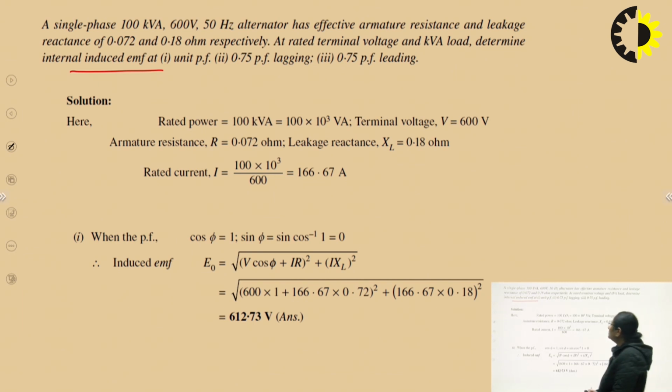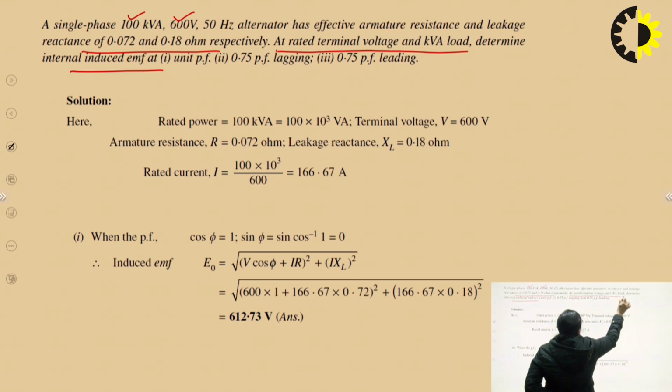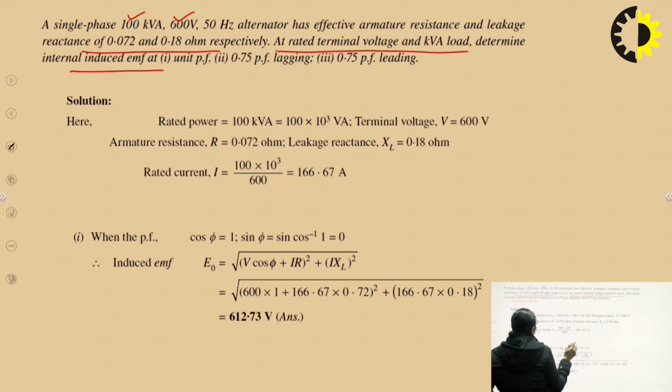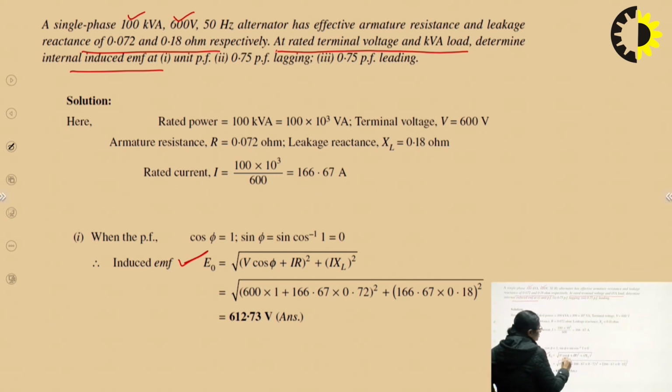Okay. So, the rating of the alternator is given to us. Besides this, effective armature resistance and leakage reactance is also given to us. The terminal voltage of the machine is known to us. The kVA rating of the machine is known to us. Then we are asked that at rated terminal voltage and kVA load, we need to determine the induced EMF, right? So for determination of induced EMF, knowing the terminal condition, the equation is defined for unity, lagging and leading power factor. For the first case of unity power factor loading, the equation is under root (V cos phi + I Ra) square + (I XL) square, right?